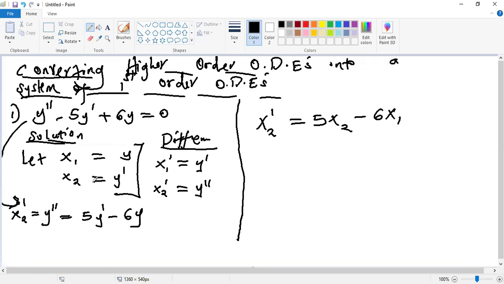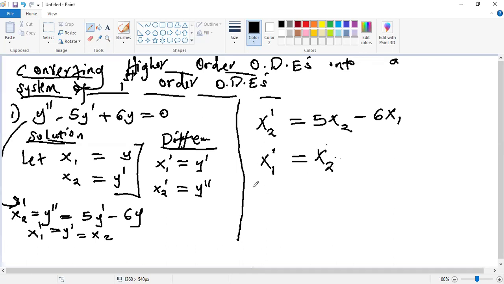And the other one is x1 prime is equal to y prime. But what is y prime? Look at this. y prime is equal to x2. So I can simply write it here: x1 prime is equal to y prime, which is equal to x2. So that when we come here, I just write the final answer with respect to our variables. I will have this as x1 prime is equal to x2.